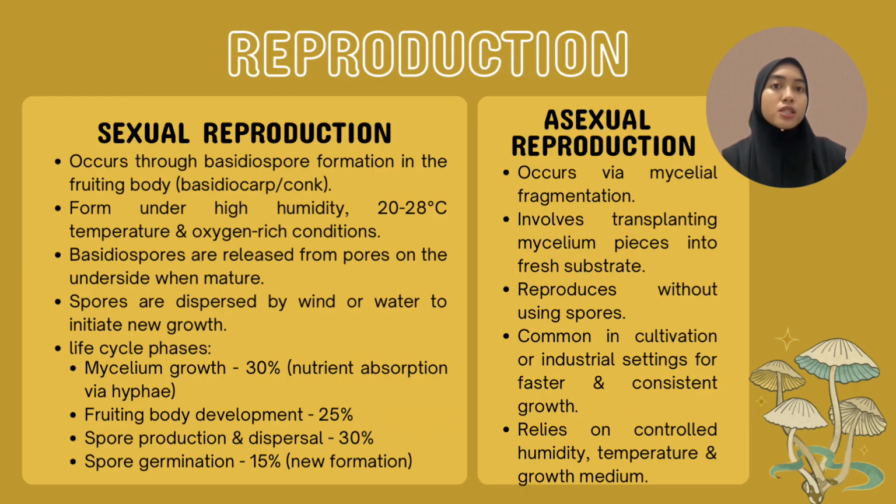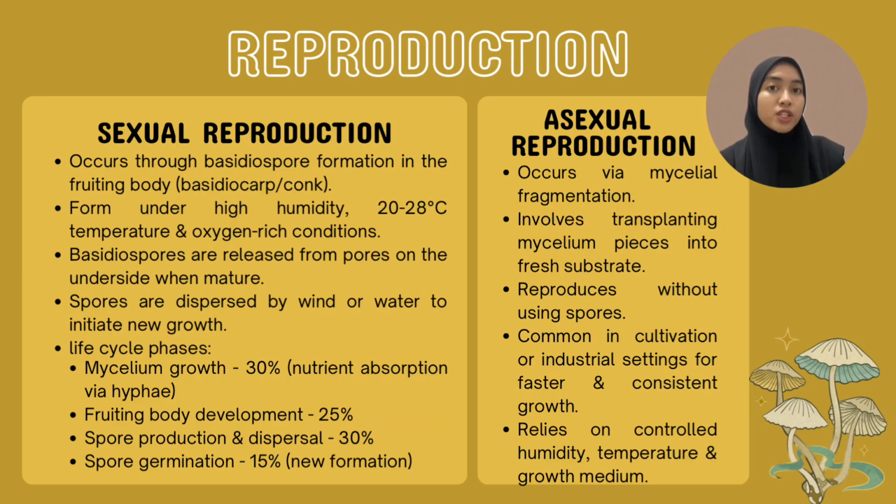These spores are dispersed by water or wind, leading to a population increase of the fungus. Ganoderma lucidum has 4 phases in its life cycle: mycelium growth 30% of total life cycle time, fruiting body development about 25%, spore production and dispersal 30%, and spore germination 15%.